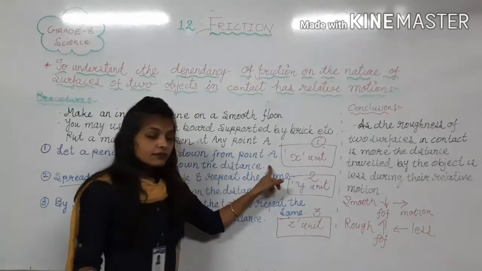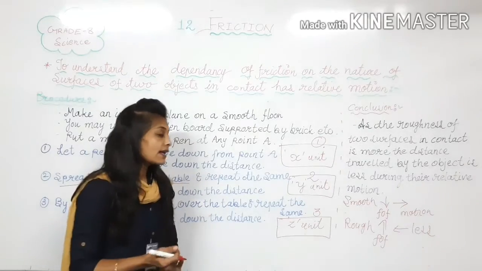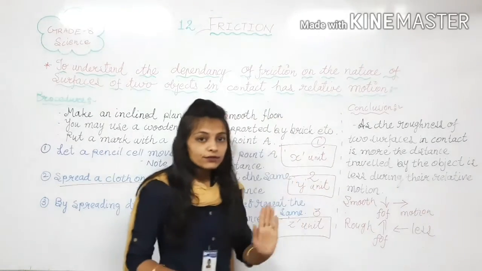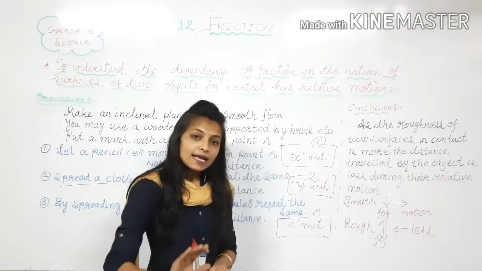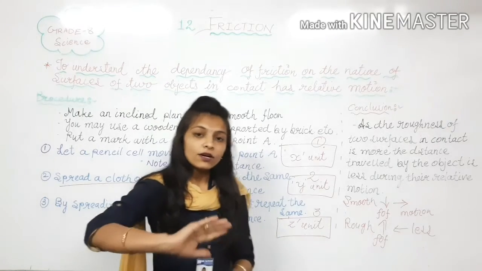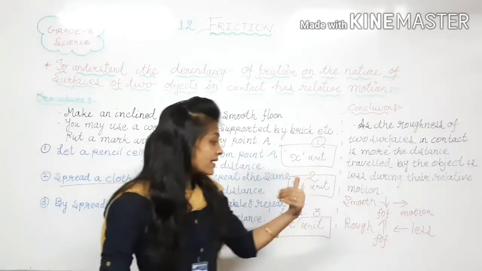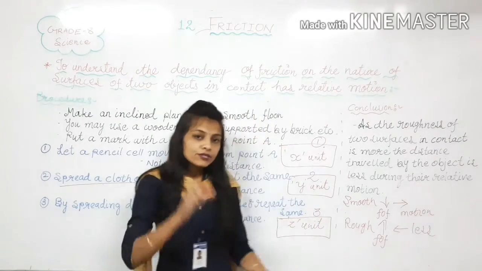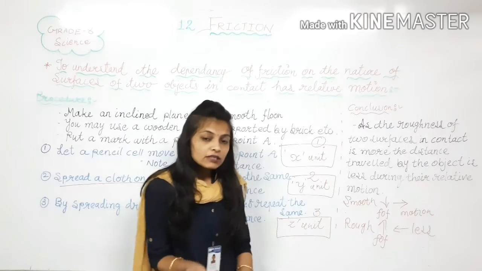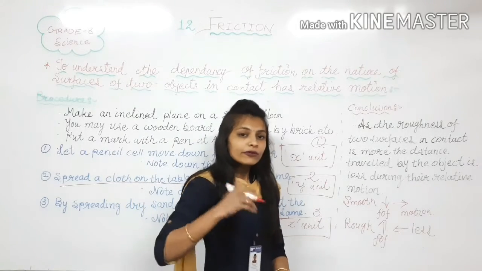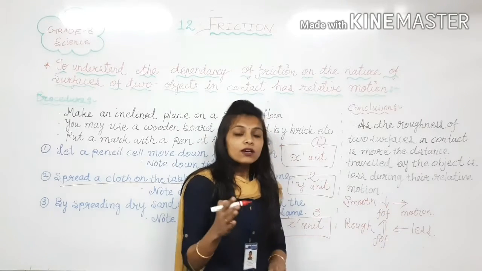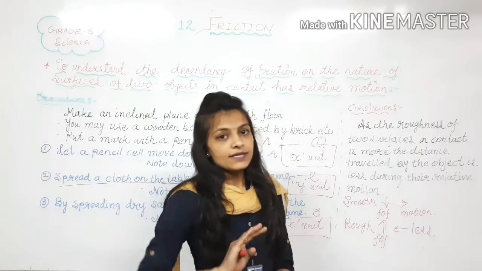In the first, what conclusion will be there? If the surface is smooth, we have to apply less force and the motion of the object will be more. As compared to that, if the surface is rough, the motion of the object will be slow, but we have to apply very more force. हमको force ज़्यादा करना ही पड़ेगा. As compared to the force, the motion of the object will be less.